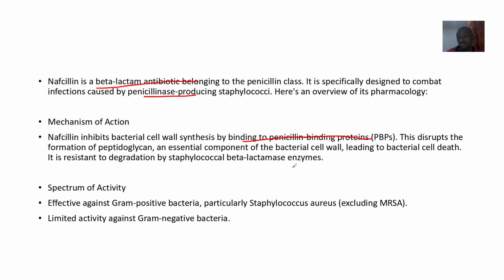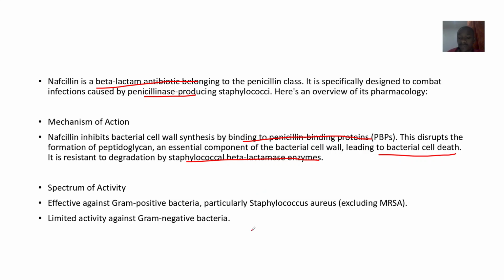Now this will disrupt what? The peptidoglycan, which is an essential component of the bacterial cell wall, leading to bacterial death. Okay, the whole bacteria will die. Okay, so it is resistant to degradation by what? Staphylococcal beta-lactamase enzymes.